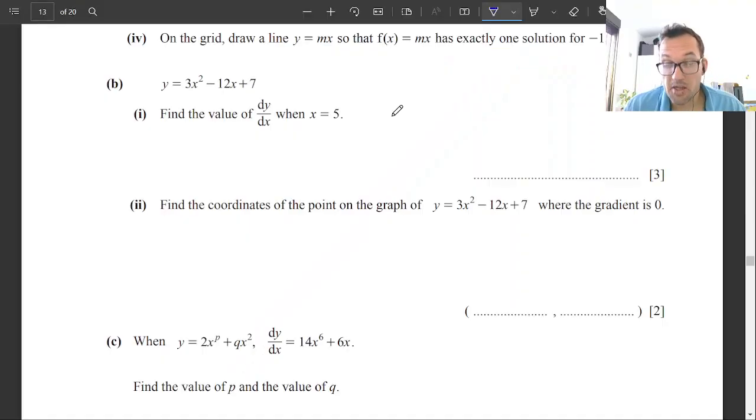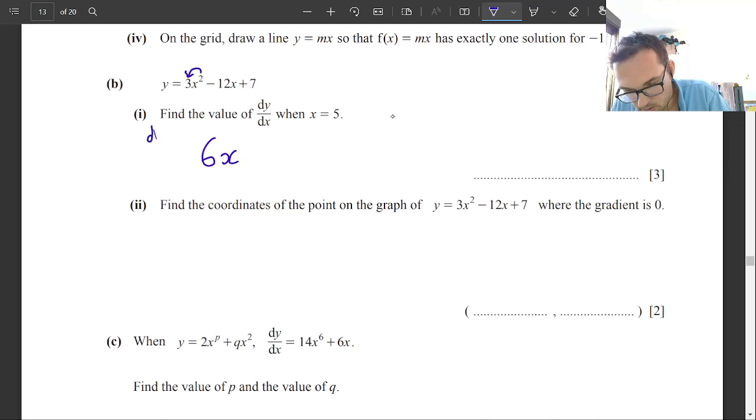Question 6b, differentiation. First of all, they ask us to find the value, which means the gradient, when x equals 5. First thing we need to do is differentiate that graph. Remember differentiation, we multiply the index with the coefficient in front. So 3 times 2 is 6x. This will be d over dx. And then we subtract 1 from that 2. That gives us 1. We don't have to write that 1. It will just be 6x.